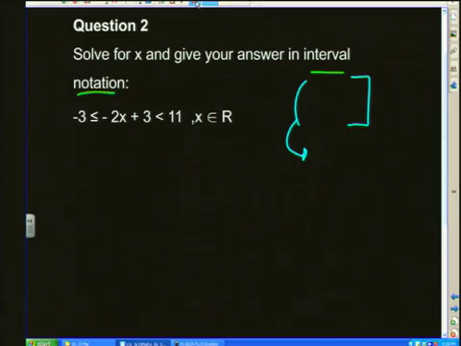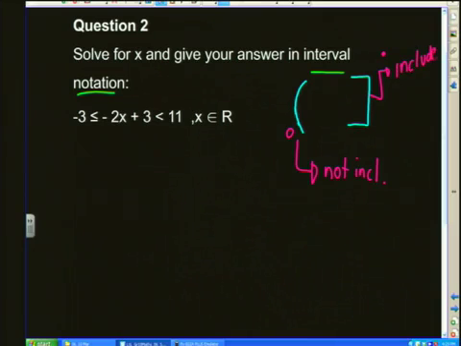A round bracket really just implies not including that end point. So a round bracket, very similar to your open dot, indicates a value that's not included. Your square bracket is very similar to your closed dot. In fact, it's exactly the same thing. It means that that end value is included. So that's including your last point, and that's excluding your last point.